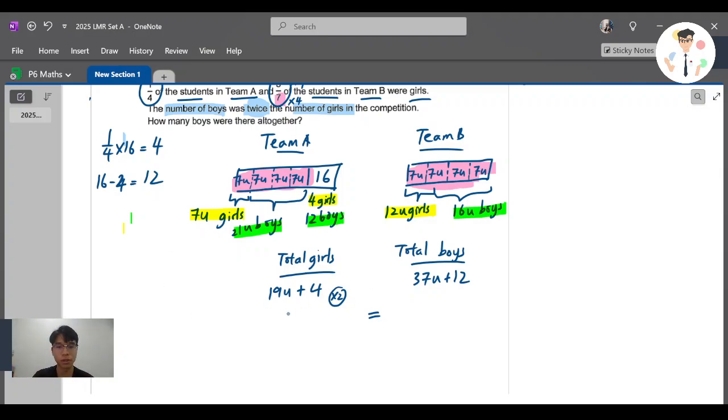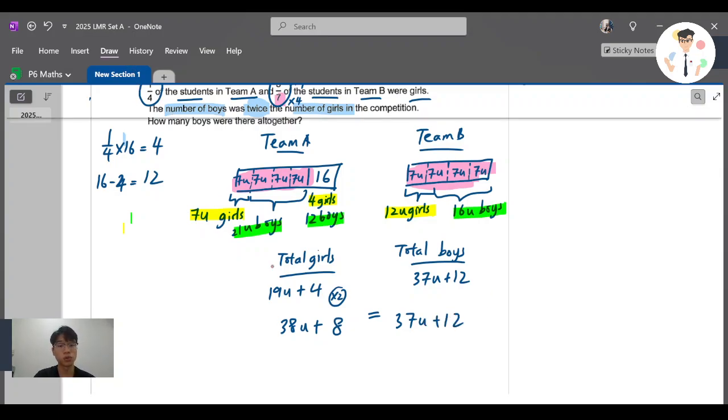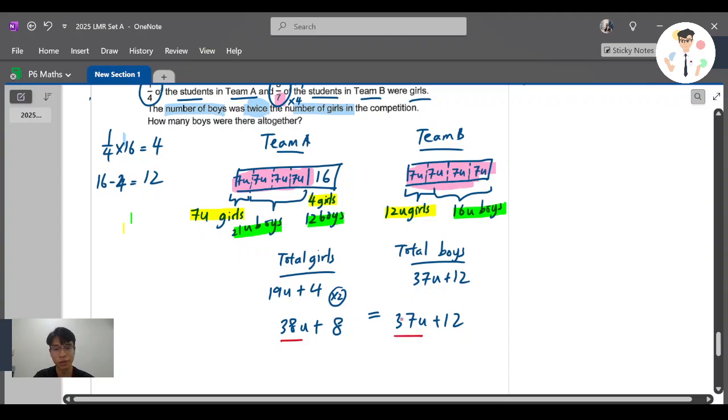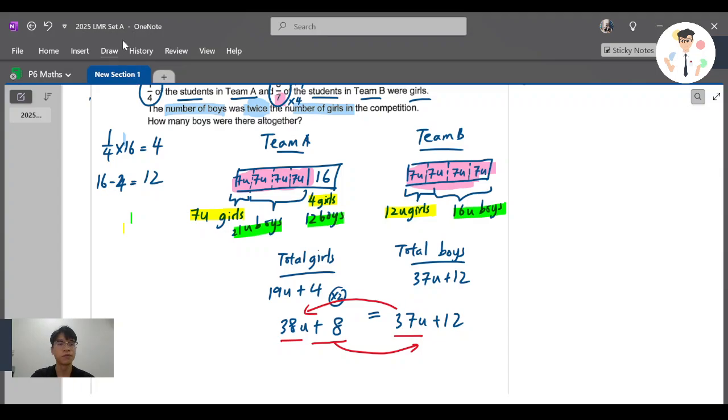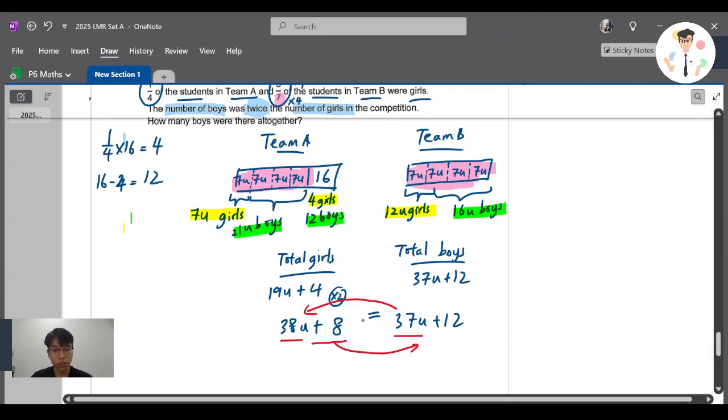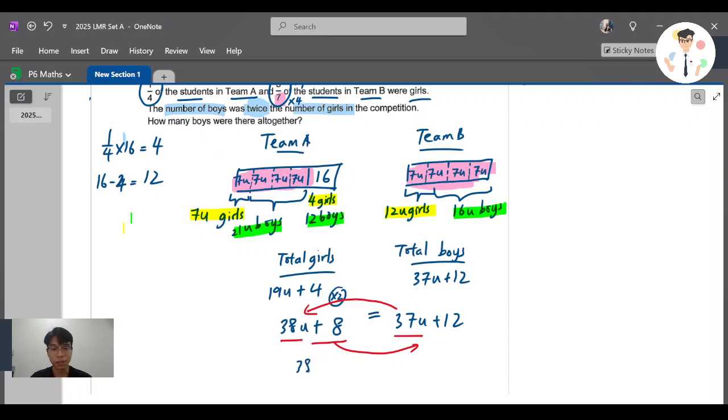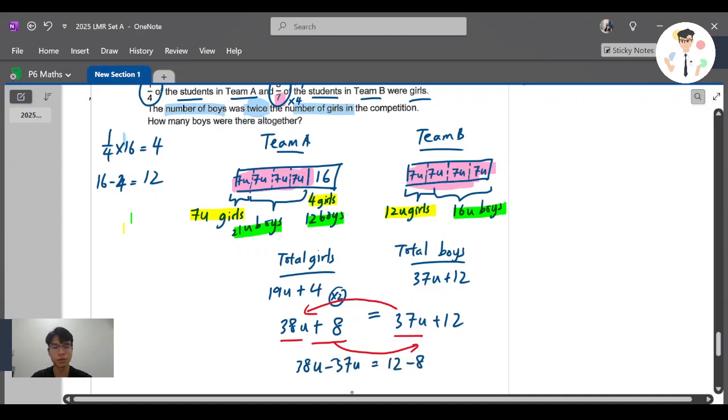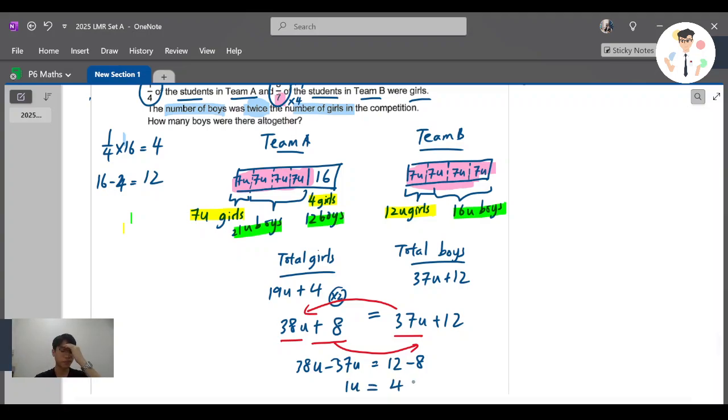Okay, let me repeat. The number of boys is actually already double the number of girls. So boys have more. So what I need to do is to double up the number of girls so that it will be equal to the number of boys. Okay. So 19 units, I times 2, 38 units. 4 times 2, 8. And it's equal to 37 units plus 12. And I think this is kind of simple. What you can choose to do is to see here, 38, 37. So I move 37 here, then plus 8, I'll move there. So 38 units minus 37 units equal to 12 minus 8. So very simple. 1 unit is equal to what? 4. Okay, kind of simple here.